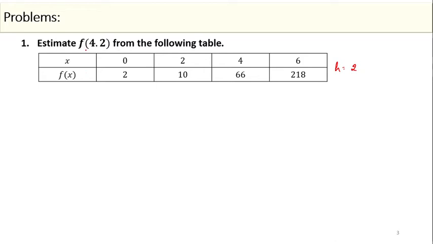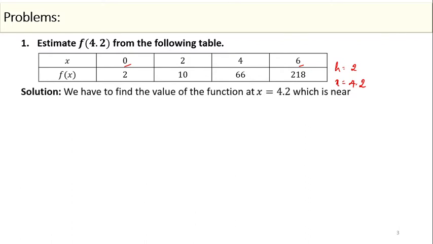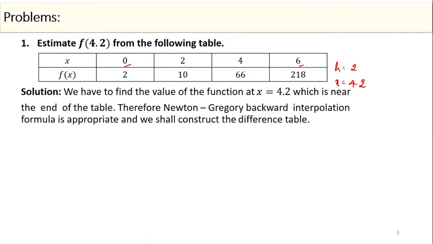Now, here we have to find the value of f(4.2). Compare this with f(x). So, here in place of x we have 4.2. Now, compare this 4.2 with x0 = 0 and xn = 6. Clearly, 4.2 is very near to 6. Therefore, x = 4.2 is near the end of the table. Therefore, we use the Newton-Gregory backward interpolation formula to find the value of f(4.2).